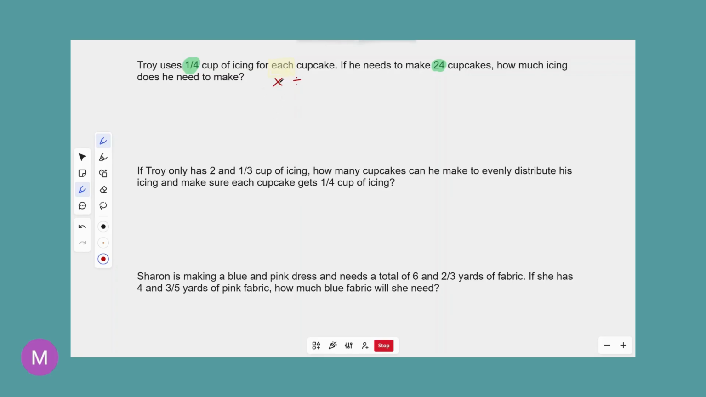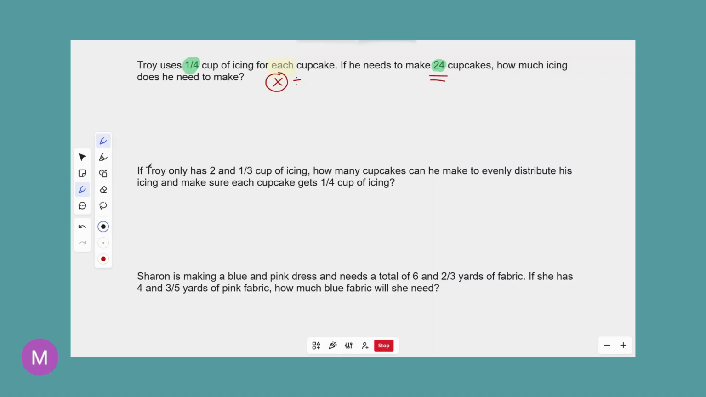But we also said that if our situation is growing, it's going to be multiplication, or if it's reducing or it's being split into groups, it would be division. So are we going to be growing this fourth of a cup of icing, or are we going to be cutting it into separate groups? And this is definitely going to be growing, because we are going to be multiplying it to make 24. So it's getting bigger. All right, so we're going to use multiplication.